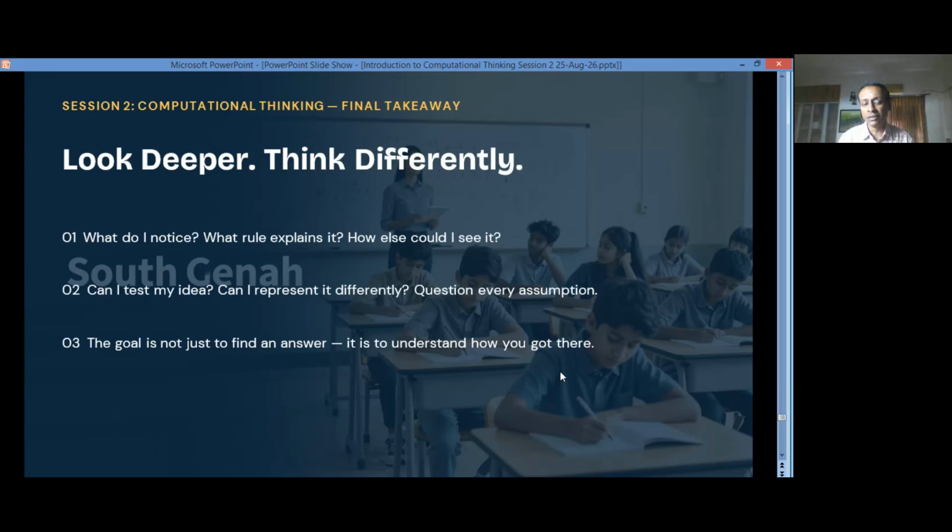So the most important thing is, the goal is not to find an answer. It is to understand the steps that lead us to the answer. As we discussed, there are multiple steps in arriving at the same answer, or it could be different answers. So the steps are more important than the answer. So spot, describe, generalize, question, test, represent. These are the important concepts that we learned in computational thinking.